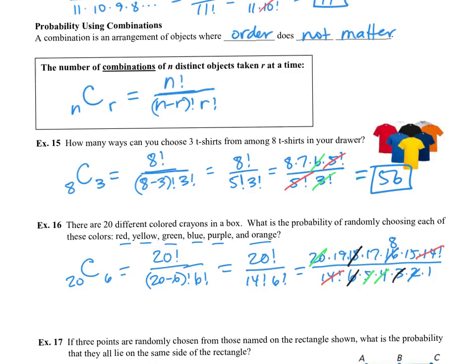And then what we have left in the numerator is 19 times 17 times 8 times 15. If you multiply that all together, we get 38,760. So what that means is the probability of randomly drawing these 6 colors from among the 20 in the box would be 1 out of 38,760.